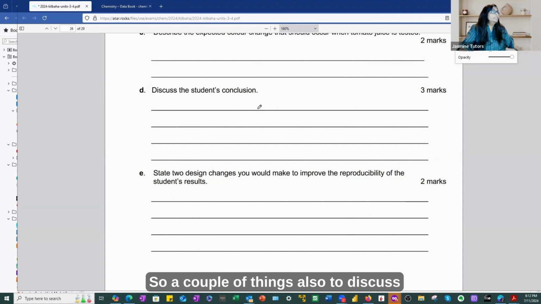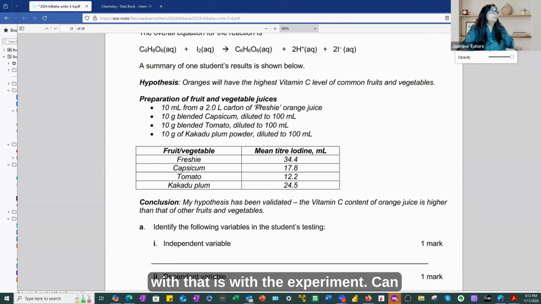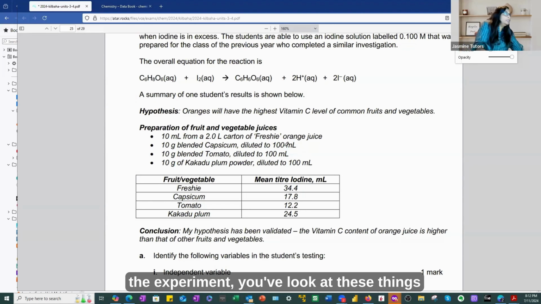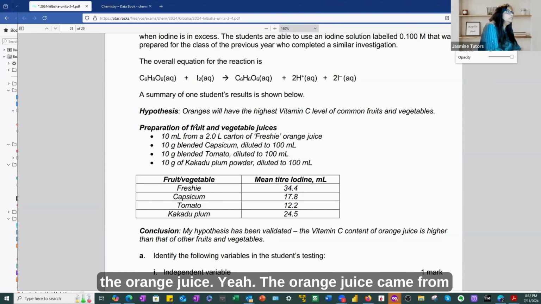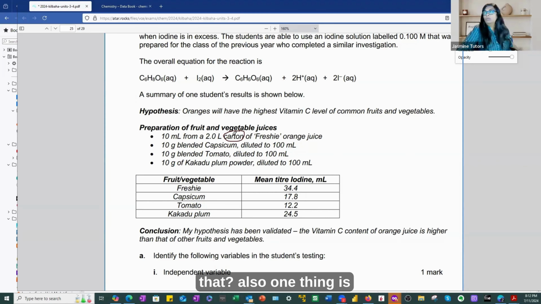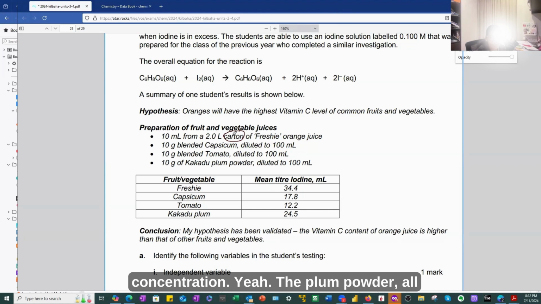So a couple of things also to discuss with the experiment. You have to look at these things a bit closely, okay? Diluting the orange juice: the orange juice came from a carton. But if everything came from a carton, how do I know? Also, one thing is a powder and two things are blended, so you don't really get the concentration.